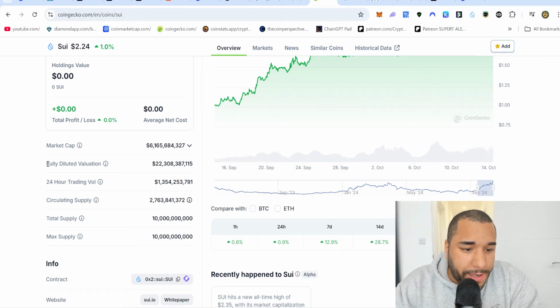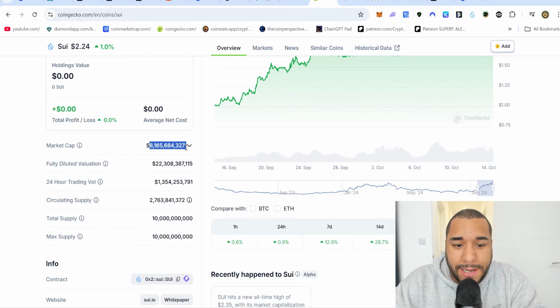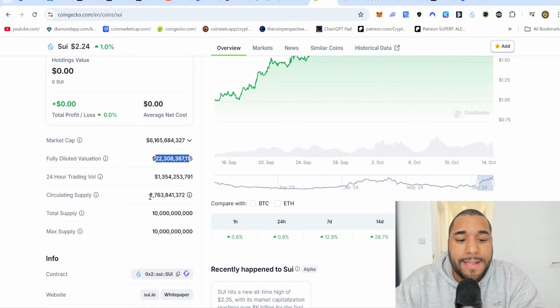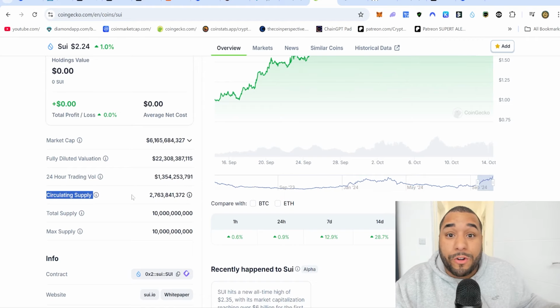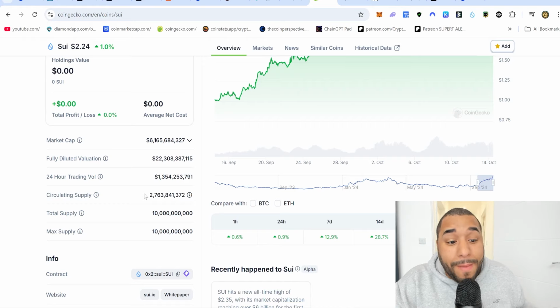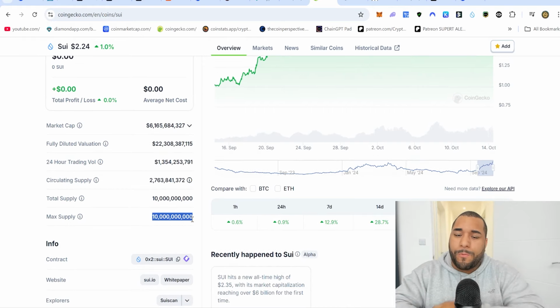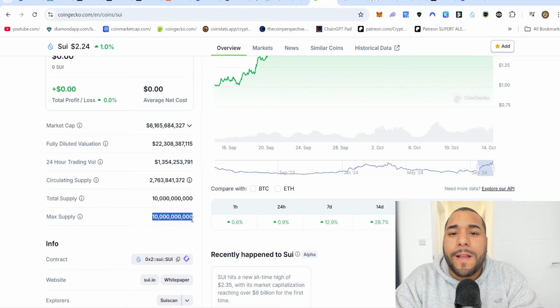So fully diluted valuation, this is what the market cap, so you see this where it says 6 billion, this is what it will be or should be if all of the tokens were circulating. So remember I said to you right now there's only 2.7 billion tokens that are circulating that people can grab right now. They have a max supply of 10 billion tokens. So you're probably thinking, well, where's the rest of the tokens then? Why aren't they all released?